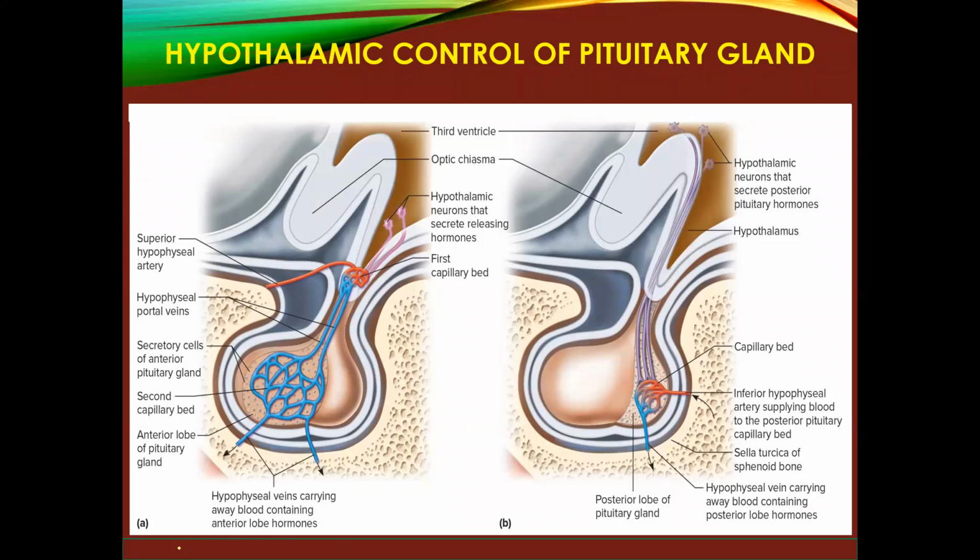This is just showing us the connection and how the hypothalamus over here controls the anterior pituitary gland by producing releasing and inhibiting hormones. The hypothalamus produces hormones that will be stored in the posterior pituitary gland. There are two hormones, antidiuretic hormone or ADH, and oxytocin. But there is no inhibiting or releasing hormone produced for the posterior pituitary gland.